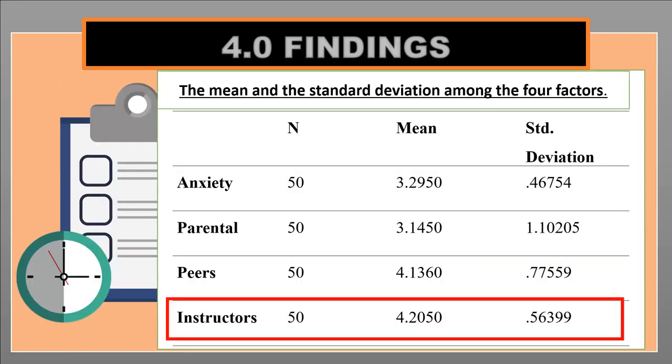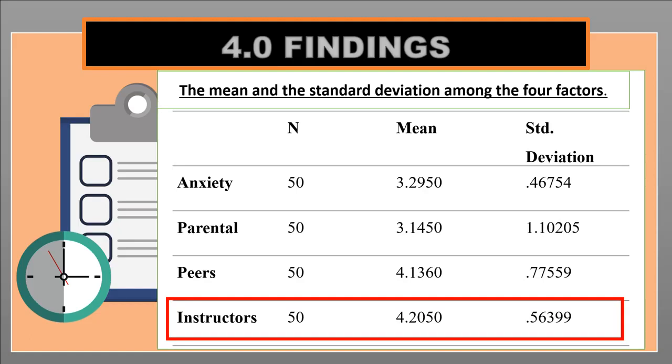For this presentation, I am not going to present each of the individual items, but I will only focus on the overall mean scores and standard deviation for all the factors. In order to identify the most prominent factor in influencing students to speak English proficiently, the mean and standard deviation for the 4 factors were calculated and presented in the table here.